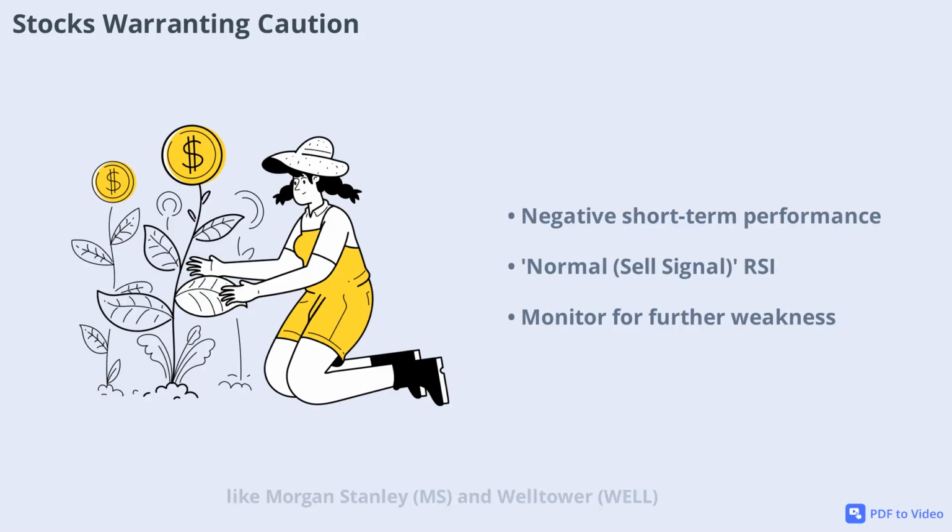Some, like Morgan Stanley, MS, and Well, have posted recent negative performance, signaling short-term struggles despite the broader bullish environment. Others, such as Apple AAPL, Gilead Sciences GILD, and MS, fall into the normal sell signal RSI category. While not overtly bearish, this suggests their upward momentum has paused or may be starting to shift, warranting closer observation for any further signs of weakness.